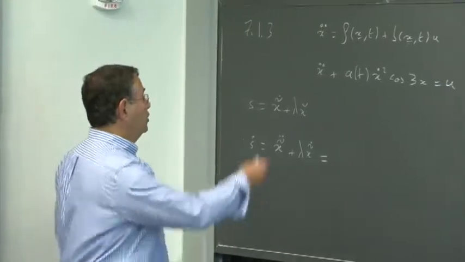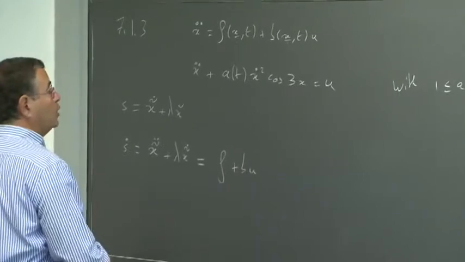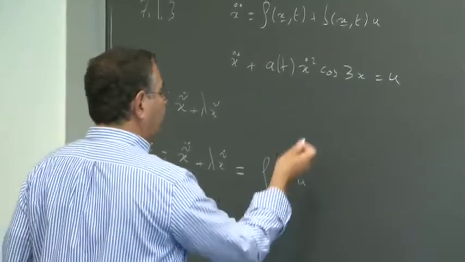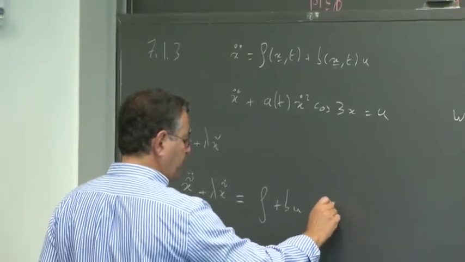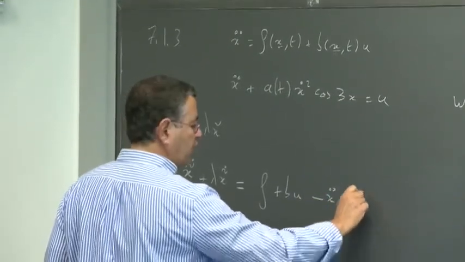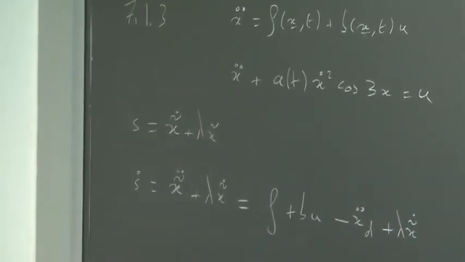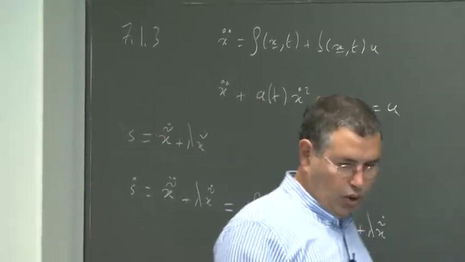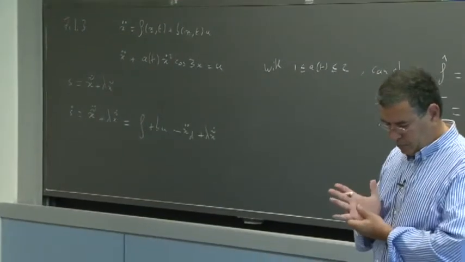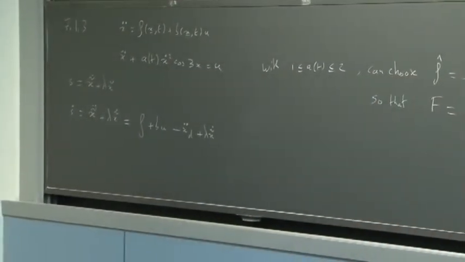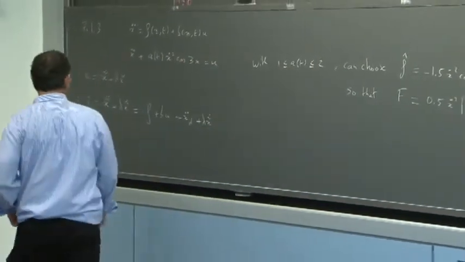So x tilde double dot is x double dot, which is f plus bu. It's f plus bu here, minus x double dot d, plus lambda x tilde dot. Okay, so that's the value of f.